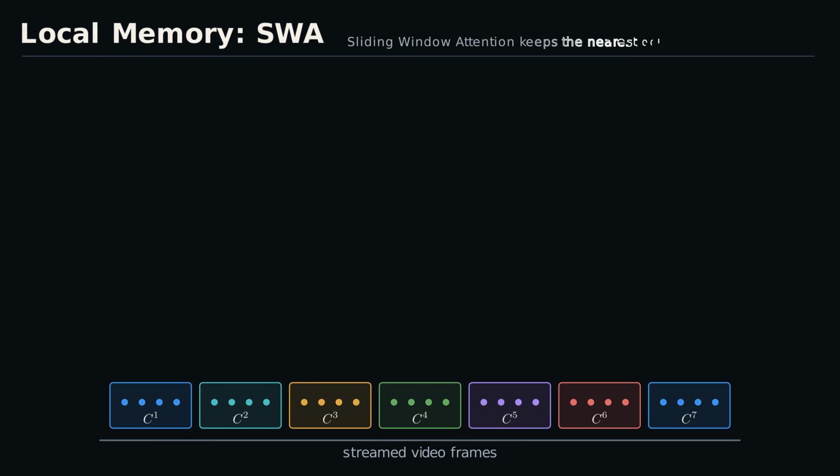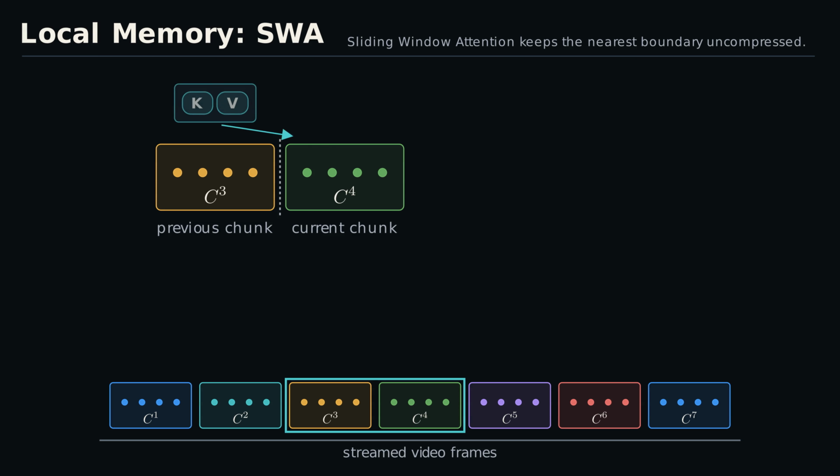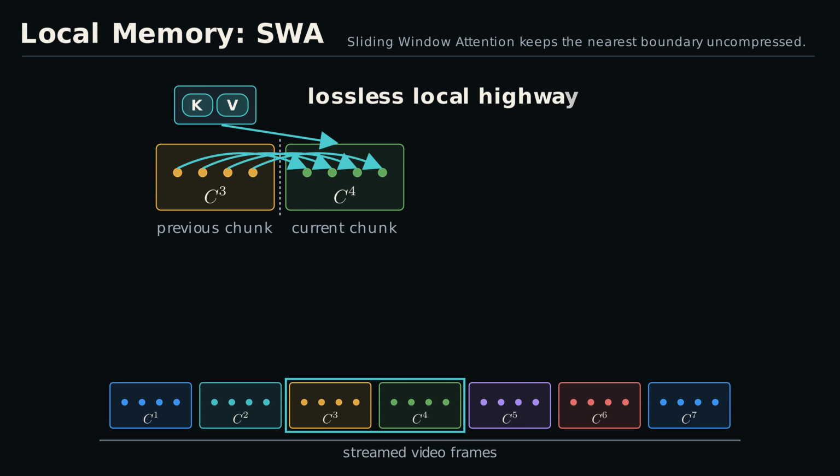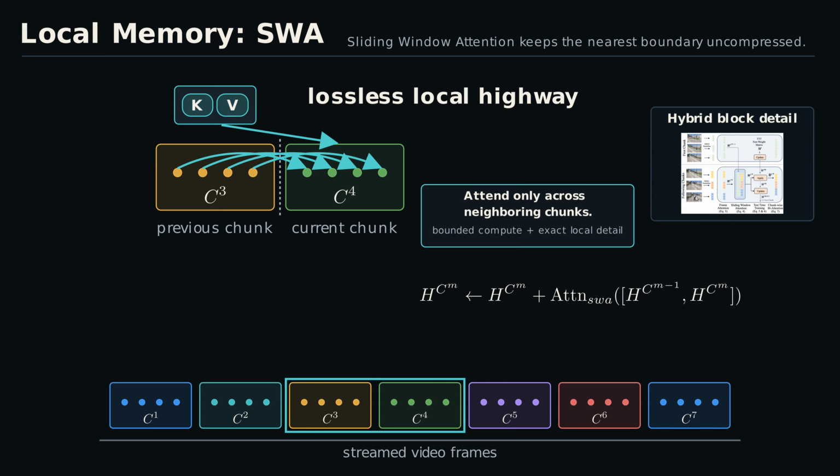The local memory is sliding window attention, or SWA. It keeps uncompressed features from the previous chunk and lets the current chunk attend across the boundary. That is the clean bridge for fine details and adjacent alignment.